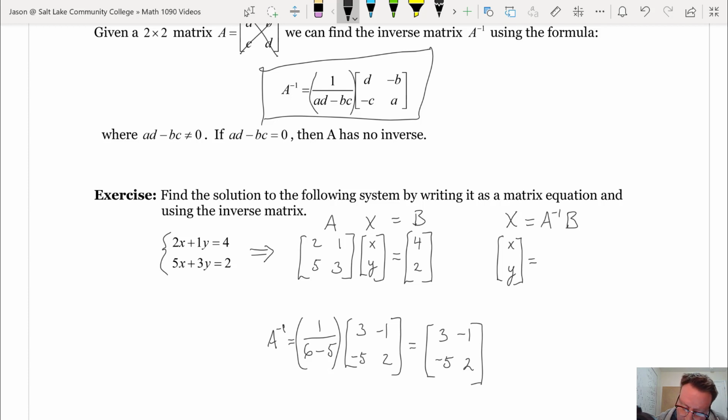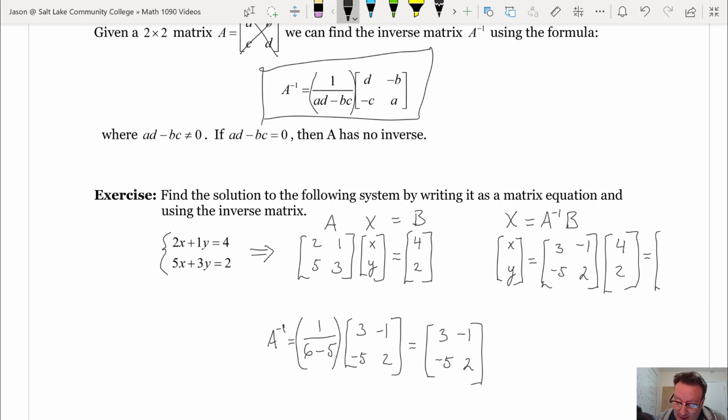And that's what we need to put right here. Okay, so we have 3, negative 1, negative 5, 2. And now we multiply by B, which is our column vector containing the constants, 4, 2. And now solving the system is equivalent to doing a matrix multiplication. How cool is that?